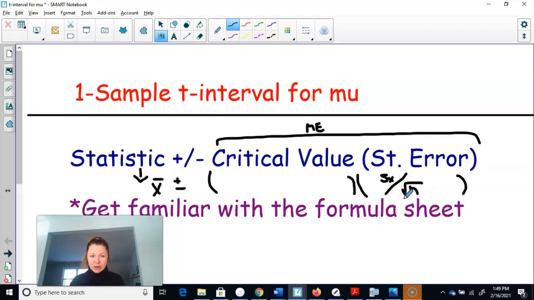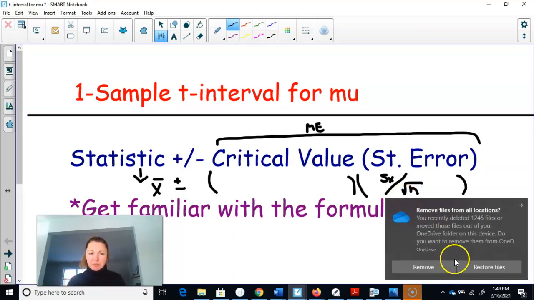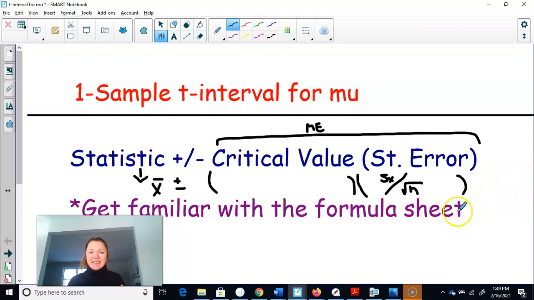Now we need to talk about the critical value. The critical value for us used to be our z star because we were dealing with the z distribution. Now we're moving on to the t distribution, so we're going to be looking for a t star. We use the t distribution when we're talking about means in AP statistics, and we use the z distribution when we're talking about proportions. That's a common question: how do I know when to use a z versus a t? A t is for means, a z is for proportions. I'll talk more about that in my next video as well.